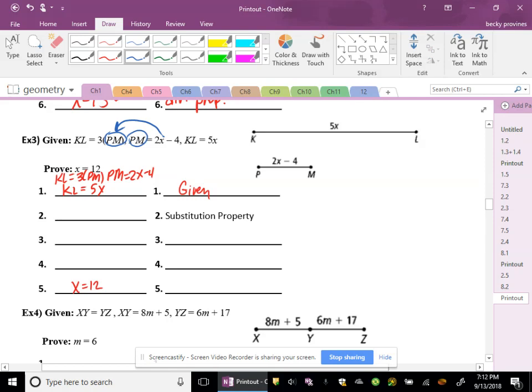Okay, that sounds like a plan. Let's try it. So KL equals 3 times 2x minus 4. Can we finish working that side out? What's it called when you multiply that? It's not the multiplication property. It's a different one. Anyone know it? How about the distributive property?